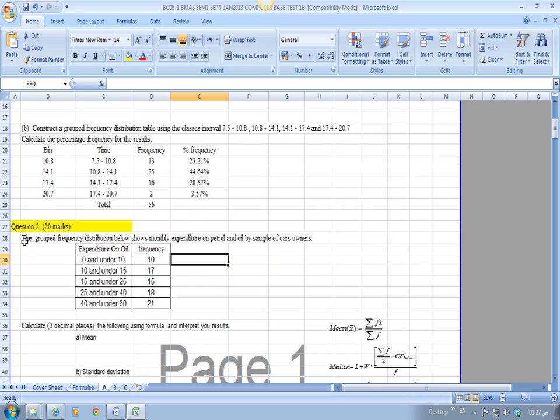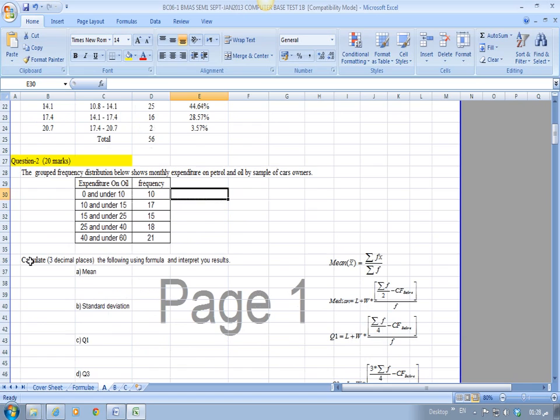So the group frequency distribution below shows monthly expenditure on petrol and oil by a sample of car owners. So these are the expenditures on oil. 10 people spend between 0 to 10 riyals, and 10 to 15 riyals, and 15 and so on like that. So the question here is to calculate, between 2 brackets, 3 decimal places.